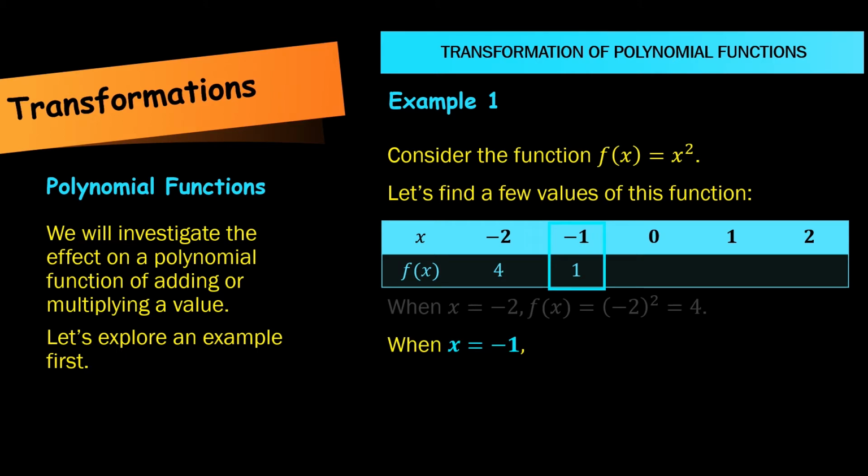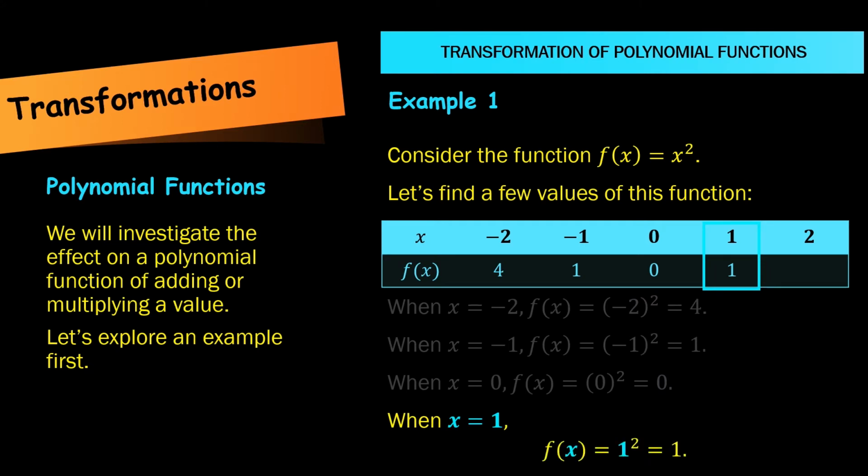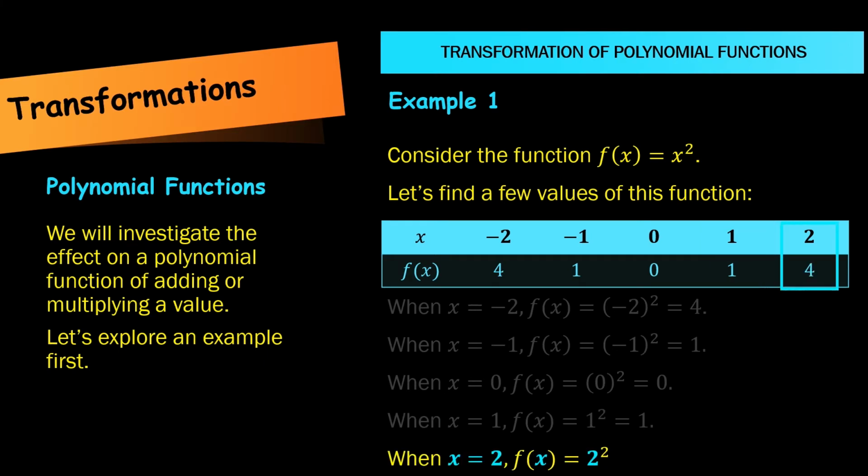When x equals -1, f of x equals 1. When x equals 0, f of x equals 0. When x equals 1, f of x equals 1 also. And finally, when x equals 2, f of x equals 4.